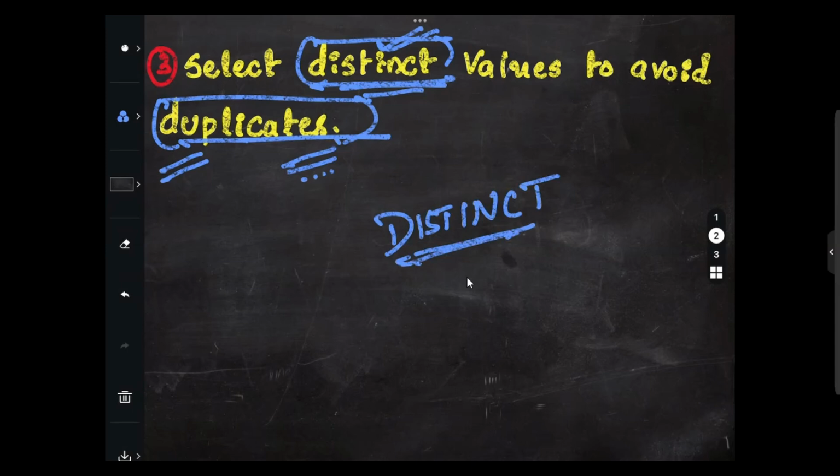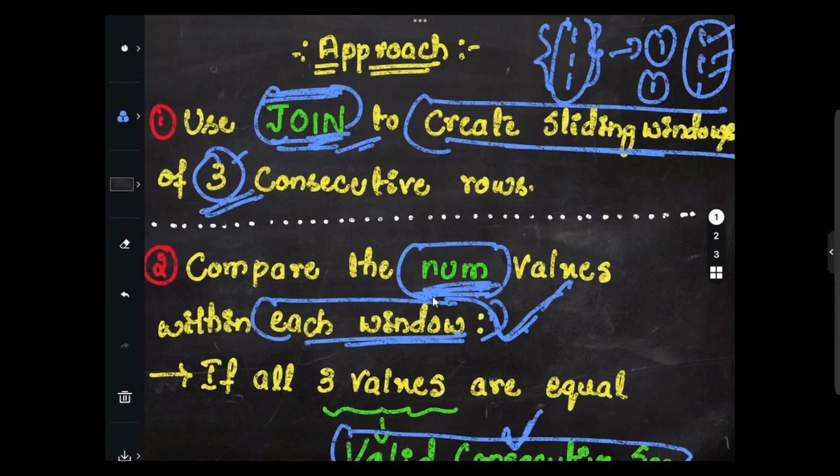Right? So in this case we will be making use of the distinct keyword. SQL provides the distinct keyword, so we can simply make use of it, and it will be easier to write the query. So this is the approach. These are the 3 steps we'll be going with. I hope the approach is completely clear.